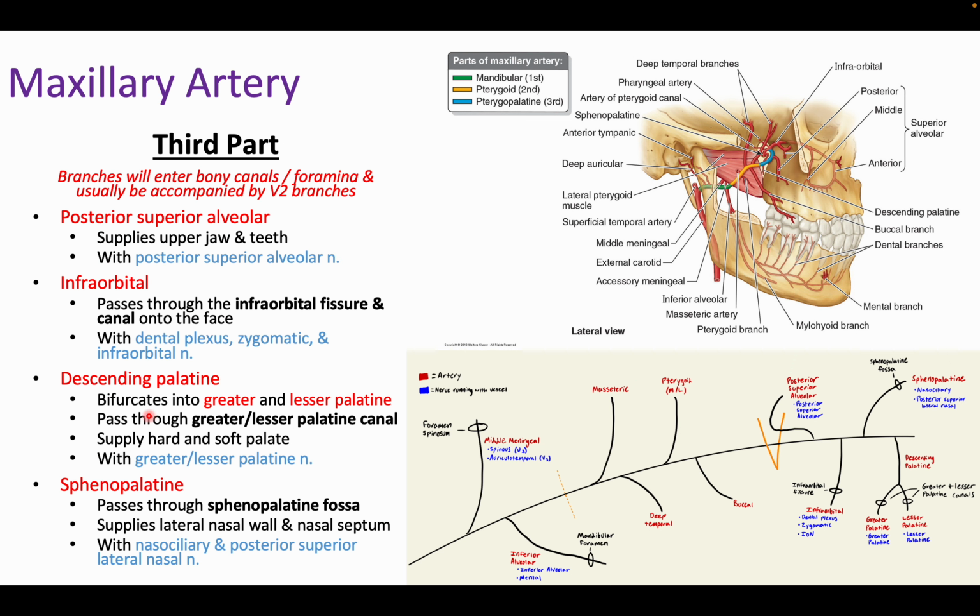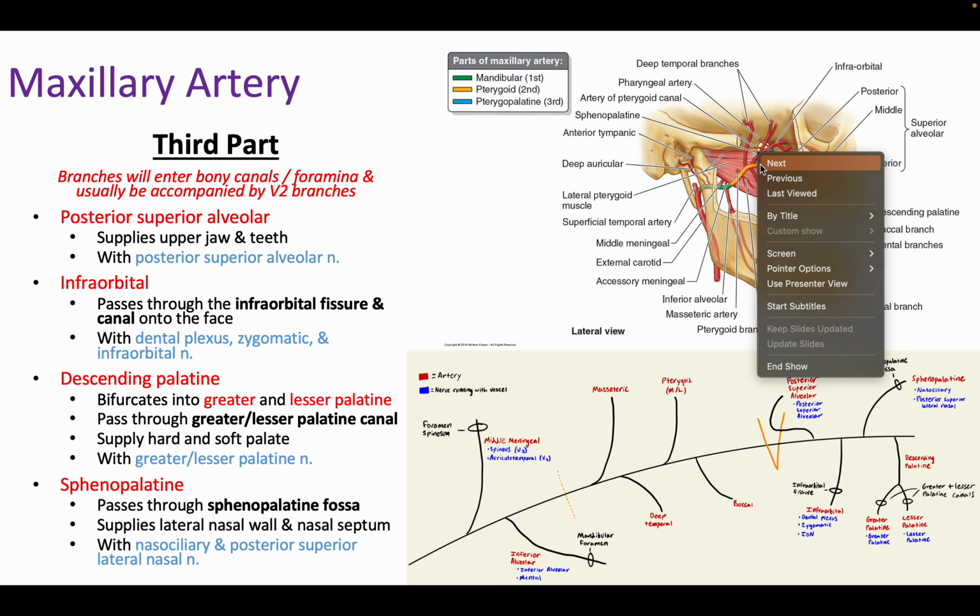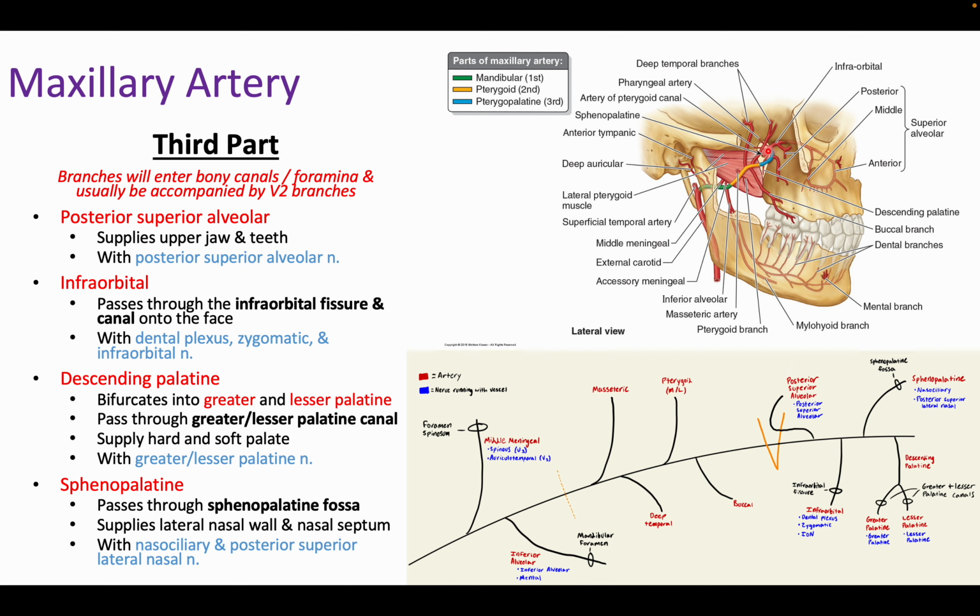And then our third part, it looks a little more complicated just because we have more foramen and a lot of stuff running with it, but it's going to give off branches that are going to enter bony canals and foramina, and it's usually going to be accompanied by V2 branches. And so we'll see this in a little bit, but this is kind of entering into the Pterygopalatine Fossa. And so in the Pterygopalatine Fossa, we're going to be looking at V2. Outside of it, in the infratemporal fossa, we're going to have a lot of V3. And so when we're in here, it's going to be running with a lot of branches of V2. And so we can see this separation here is where we're going to have our 4 main branches.